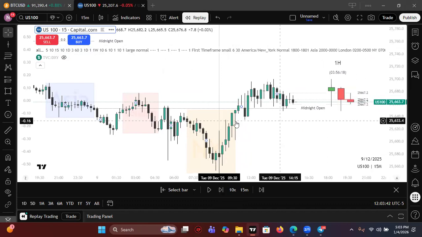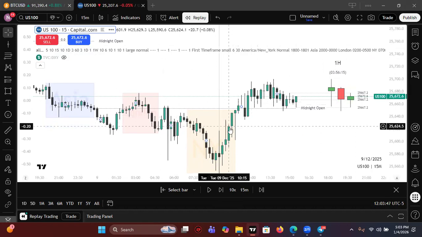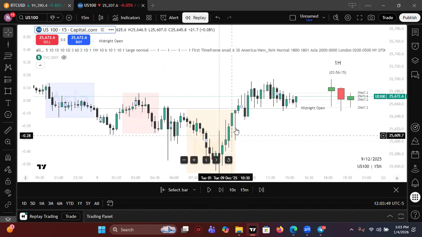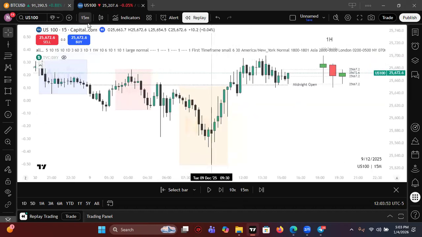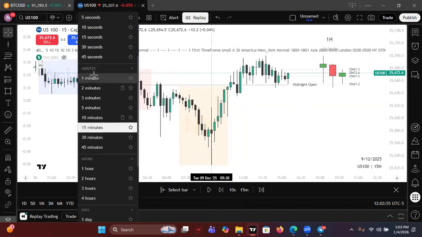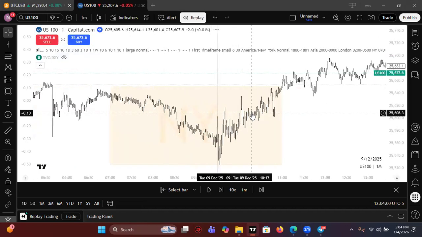So outside kill zone now. We can see that when 930 manipulated, the 10 a.m. candle distributed, right? So how would you have traded this? Let's go to the 1 minute time frame, like most of the trades I took and shared with you. This is how I took it, right?